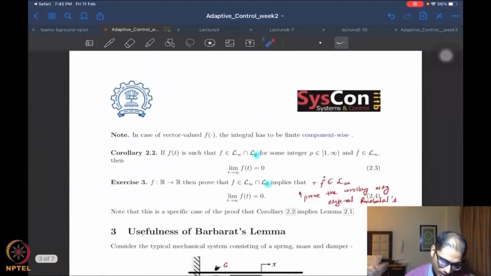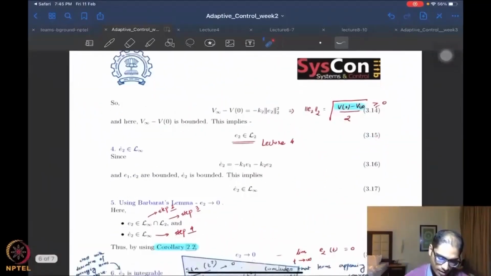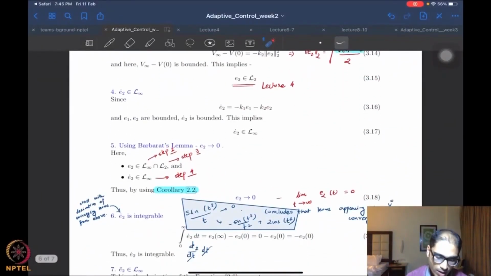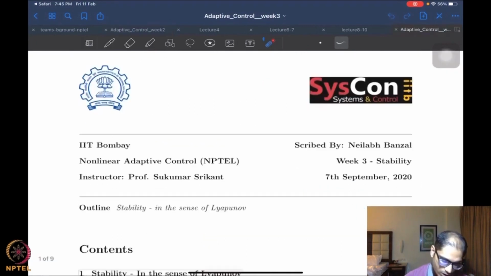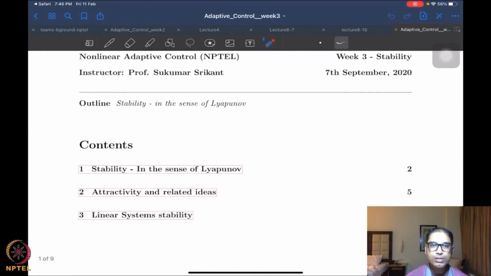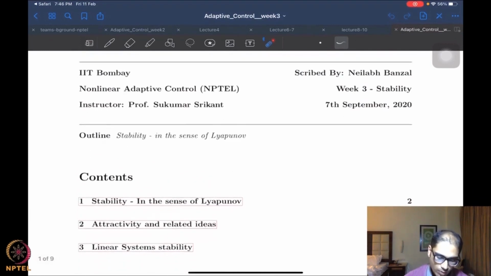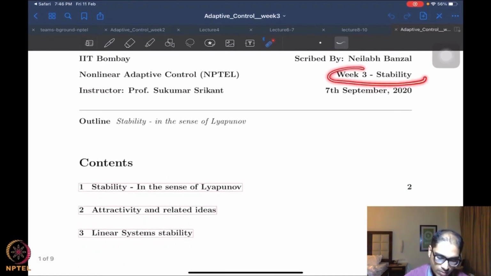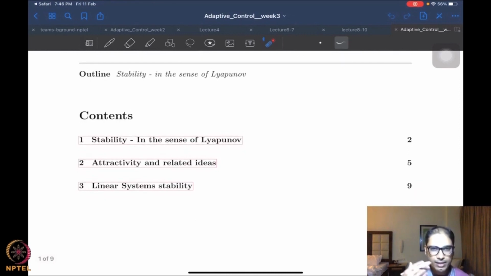All right, so great. Now that we have seen Barbalat's lemma, what we want to do is start looking at the notions of stability. Please don't worry, this says week 3 lectures, but we are still only in week 2. It doesn't matter, we are advancing a little bit into the week 3 lectures right now, because in the future we anticipate the material to get more involved, and therefore if we advance further into the later week lectures, there is no issue.